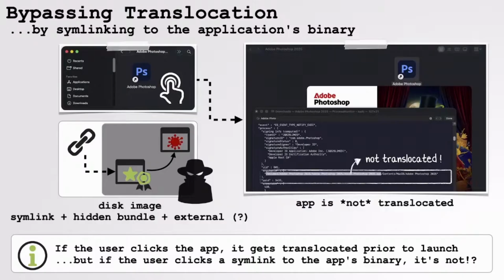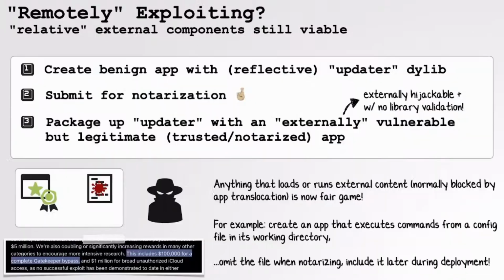Download this from the internet, double-click it, and we can see that, unfortunately, Apple is not app translocating this item anymore, but instead runs it directly from the disk image, which means any external content we can still reference. Yikes. So what can we do to exploit that?